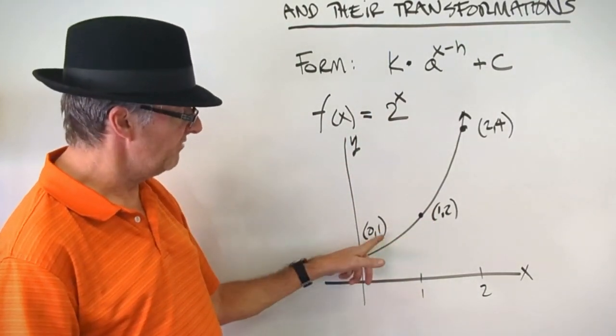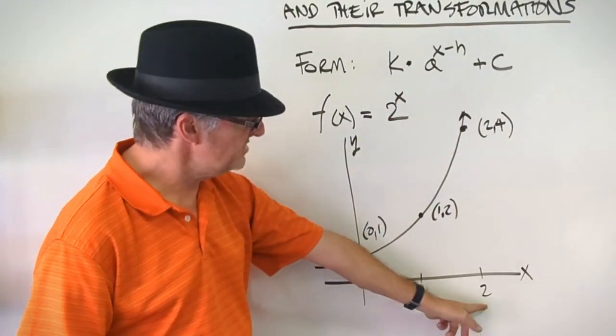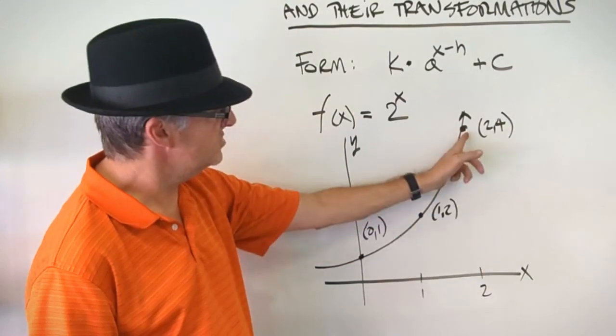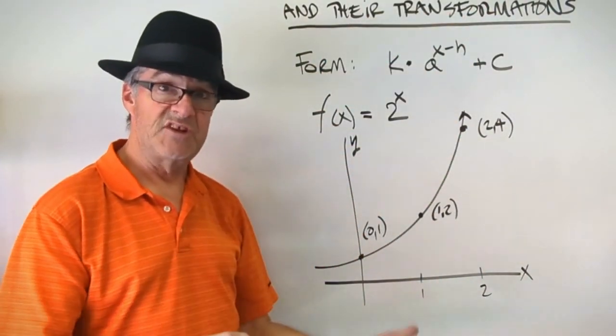Now we're doubling, right? 1, 2. Now we're going to double again. When x is 2, that's 2 to the 2, which is 4. So the point 2, 4, and so on. So this is growing exponentially.